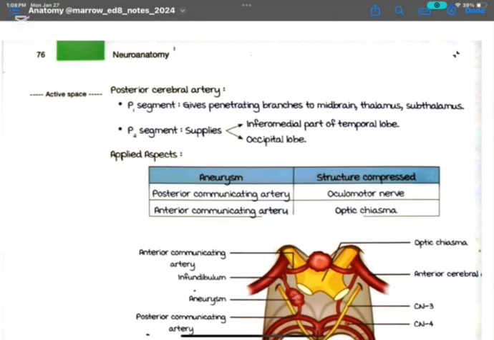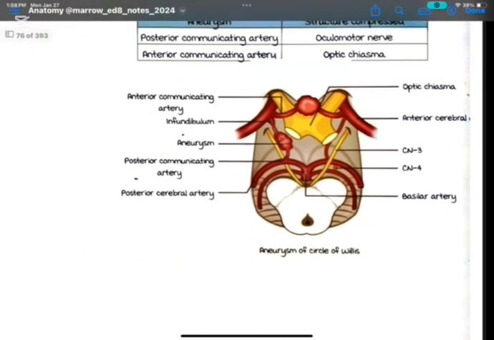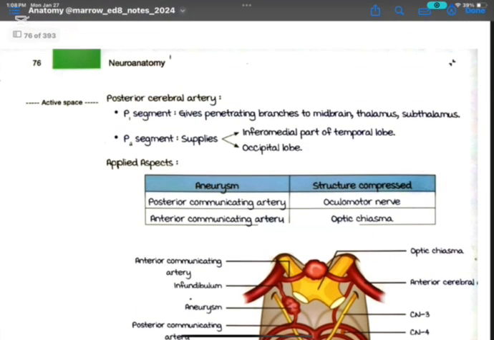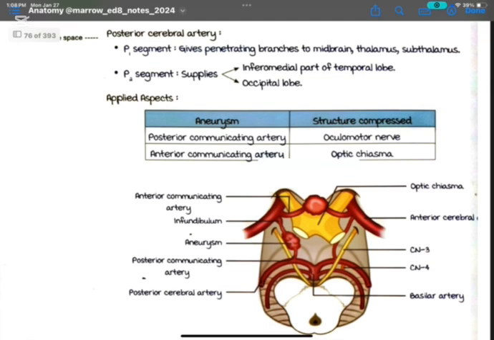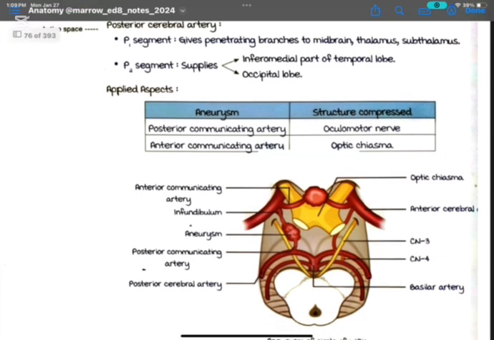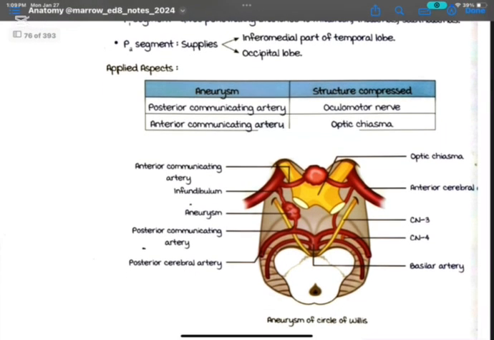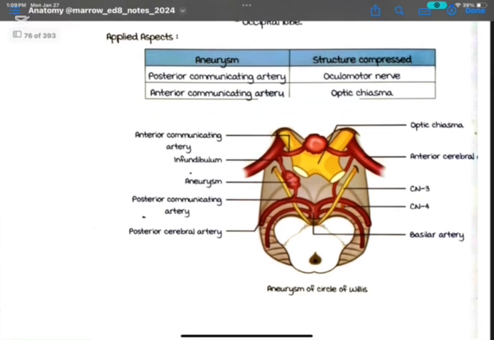Posterior cerebral artery, P1 segment and P2 segment. P1 segment of posterior cerebral artery gives penetrating branches to midbrain, thalamus and subthalamus. P2 segment supplies inferomedial part of temporal lobe and occipital lobe. Applied aspects: aneurysm in posterior communicating artery, structure compressed is oculomotor nerve. Aneurysm in anterior communicating artery, structure compressed is optic chiasma.